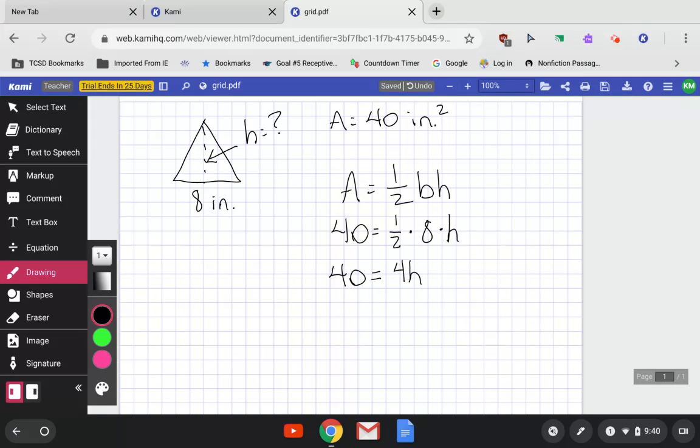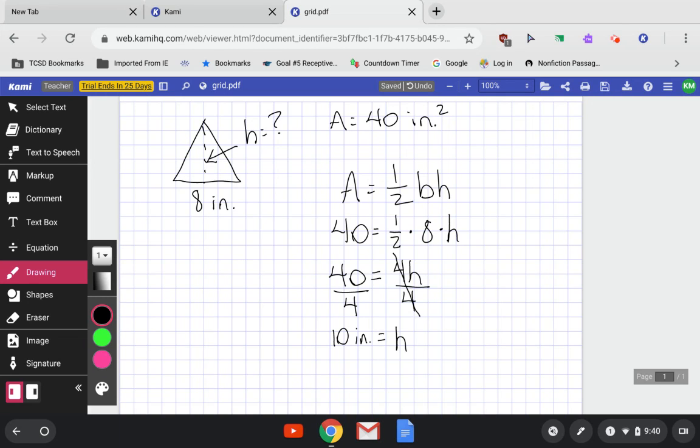So what is the opposite of times 4? The opposite of times 4 is divided by 4. So I'm going to divide both sides by 4. My 4 divided by 4 is 1, so that leaves me with 1h, and 40 divided by 4 is 10. So my height is 10 inches.